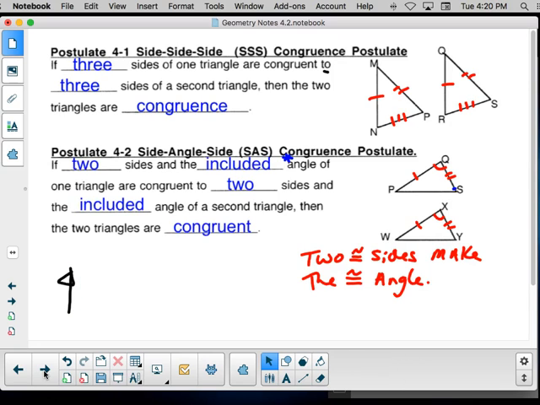Now, a second one. These are both postulates. 4.2, side angle side congruence. Now, keep in mind, if 2 sides and the included angle, this is a big deal. The 2 congruent sides make the congruent angle. So if it's in this position, like PQ and WX are congruent, QS and XY are congruent, then the included angle is made by the 2 sides that are congruent. So if 2 sides and the included angle of one triangle are congruent to 2 sides and the included angle of the second triangle, then the 2 triangles are congruent.